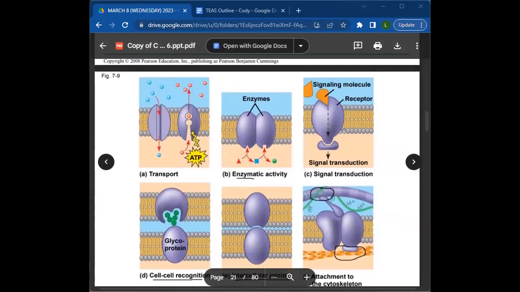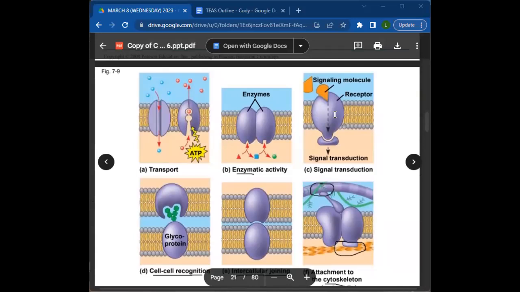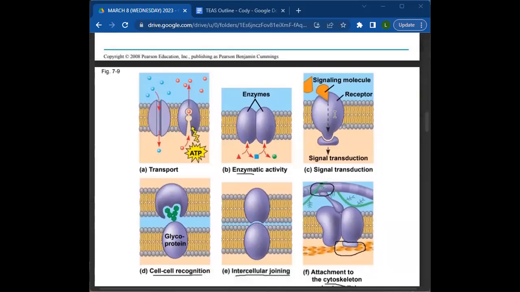A third function of proteins in the cell membrane is to help with signal transduction. What that means is that some of the proteins in the cell membrane will receive chemical messages, for example through hormones, and then they will pass that message to the inside of the cell. If you're familiar with G proteins and second messenger proteins, or if that sounds vaguely familiar, that's what this is talking about. Some hormones can travel straight through the cell membrane and some can't.